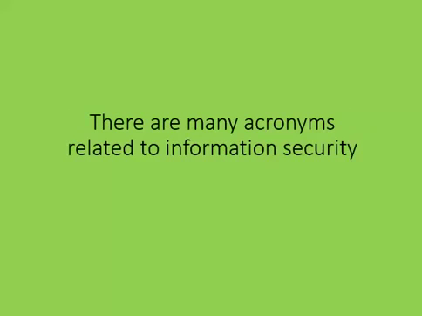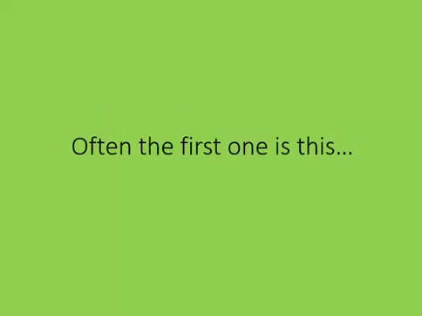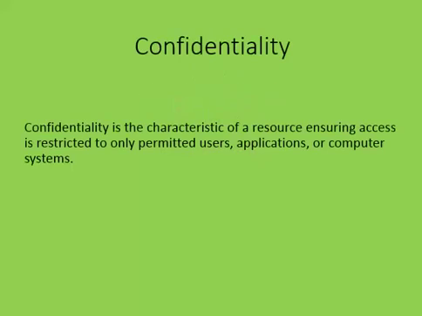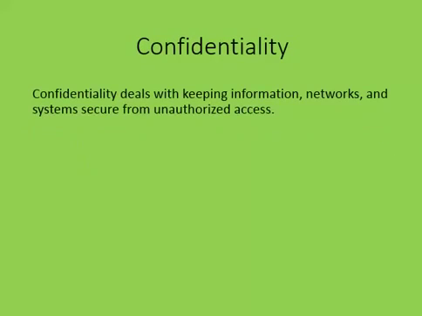There are many acronyms related to information security. Often the first one is this: CIA, or confidentiality, integrity, and availability. Confidentiality is the characteristic of a resource that ensures access is restricted only to permitted users, to permitted applications, or to other permitted systems. Confidentiality deals with keeping information, networks, and systems secure from unauthorized access.